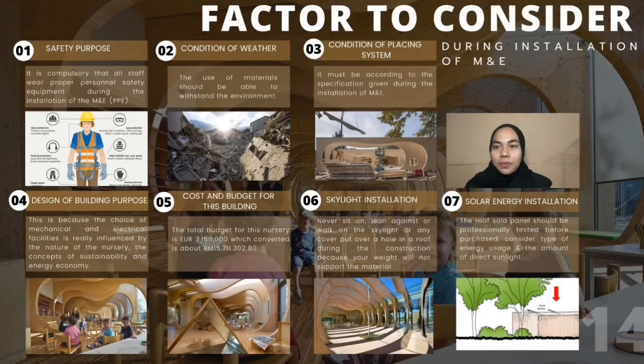Fifth, cost and budget of the building. The total budget for this nursery is about €3,150,000 that converted in ringgit Malaysia in 15 billion. This can be concluded, the higher the quality of the goods and the system applied, the higher the cost of the building because of the good products to the environment. Next one, skylight installation.